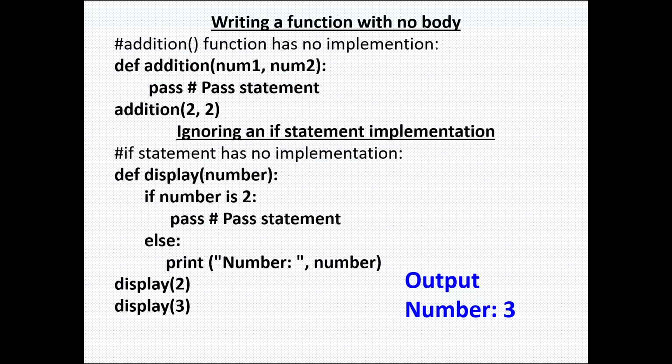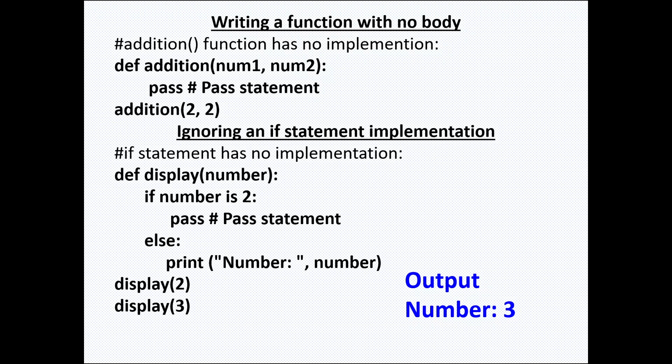This is the example. Here first we create the function addition with the arguments num1, num2 but without a body statement. So this is the pass statement. We use only pass. The pass statement is the command line. So pass is the statement here. That is the pass statement. It ignores the execution.